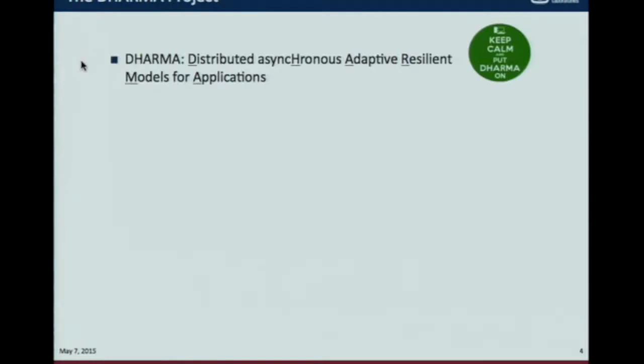This work's been done as part of the Dharma project, which, as I described in the introduction, is this exploratory phase for the asynchronous mini-task runtime that'll be used at the National Lab. Dharma has meant many things over the past few years. The project's evolved a little bit, and it used to mean something else that made a lot more sense, but now we have an H in the middle of asynchronous. It's distributed asynchronous adaptive resilient models for applications. I don't think we figured out where to put commas yet either.